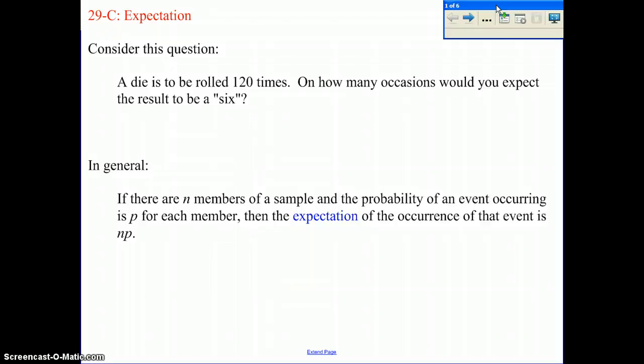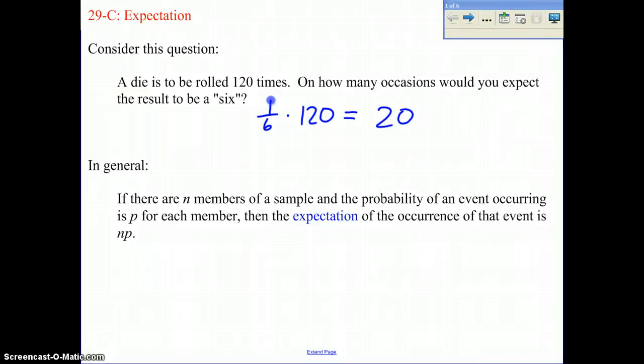Now I'm sure a few of you are shouting out that we should just multiply by a sixth or divide by 6. That's logical. So we're going to take 1/6 times 120, and we would expect that 20 times we would roll a 6. Likewise, we would expect 20 times to roll a 1, a 2, a 3, a 4, and a 5, etc. In general, if there are n members of a sample, and the probability of an event occurring is p for each member, then the expectation of the occurrence of that event is just n times p.